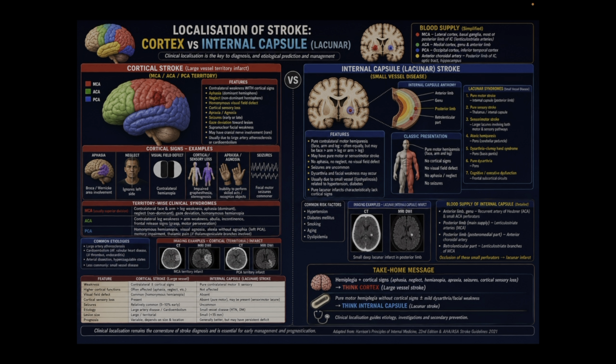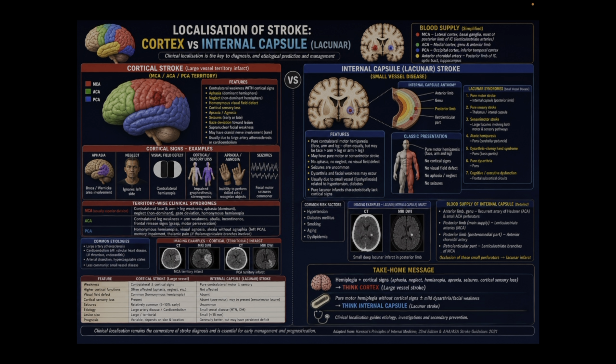A patient with dense pure motor hemiplegia but normal language, vision and cognition strongly suggests a lacunar infarct involving the posterior limb of the internal capsule. Thus, localization guides emergency treatment, vascular imaging, cardiac evaluation, secondary prevention and prognosis.